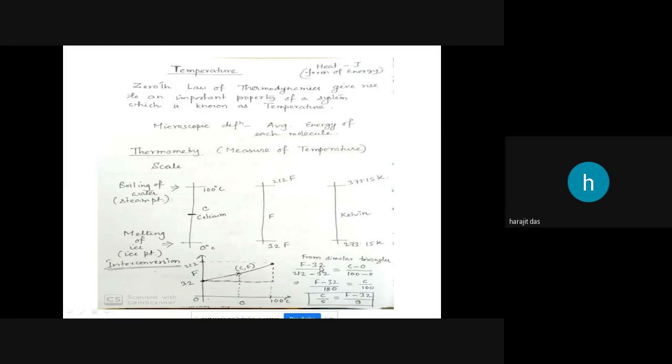So (F minus 32) divided by (212 minus 32). This side divided by this side will be equal to this side divided by the bigger side. That way you can find the interconversion of temperatures. This relation you have got from the same graph.